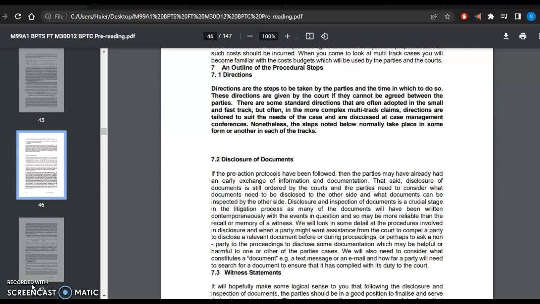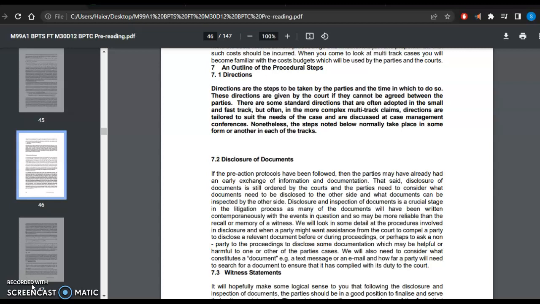That said, the disclosure of documents is still ordered by the courts, and the parties need to consider what documents need to be disclosed to the other side and what documents can be inspected by the other side. So it is the court that decides what documents are to be disclosed and what kind of documents can be inspected by the party on the other side of the case.